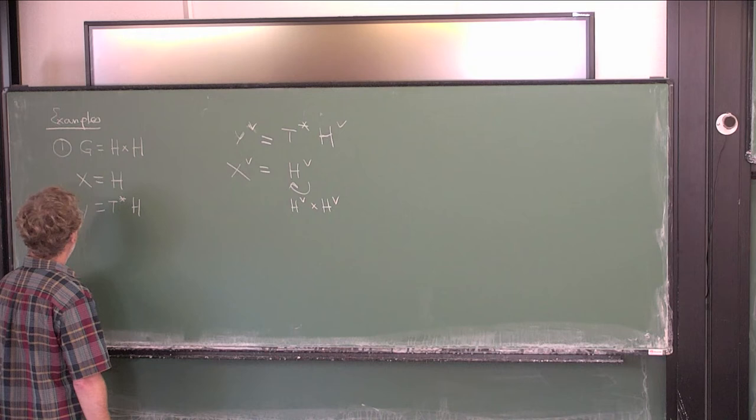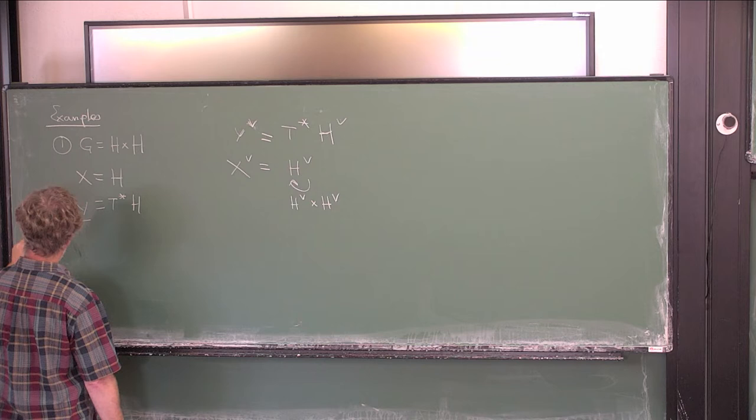Now, to consider the next example when X is just a point, I need to recall a digression. I need a notion of Whittaker reduction.